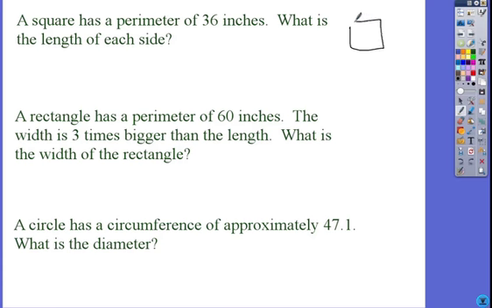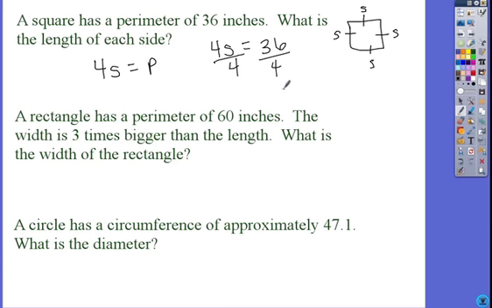Well, if I think about a square, all the sides are congruent, so all the sides are the same. So if this is S and this is S and this is S and this is S, how many S's would make up the perimeter? I would do S plus S plus S plus S, or 4S equals the perimeter. So that's the formula that I want to use here. 4S, 4 times the side, is going to give me 36. So I simply divide each side by 4. So the side length is going to be 9 inches.